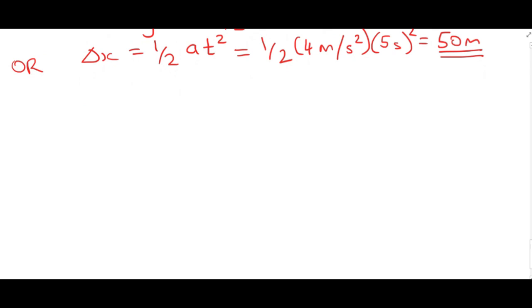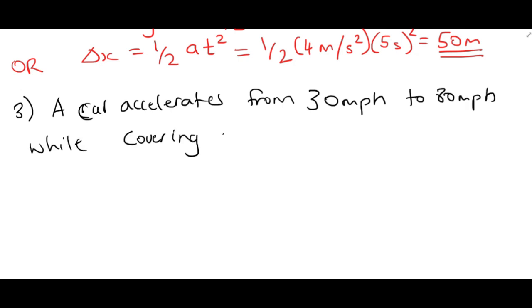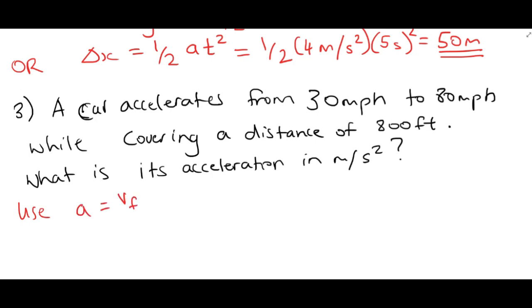Number 3, we have a car which accelerates from 30 miles per hour to 80 miles per hour while covering a distance of 800 feet. Calculate its acceleration in meters per second squared. Now the formula we're going to use is acceleration is equal to Vf squared minus V naught squared over 2 delta x, but we need to do some conversions first.